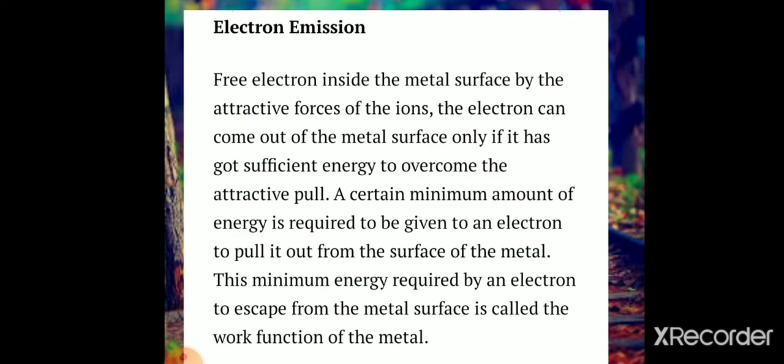Coming to electron emission, we have already seen that free electrons inside the metal surface are held together by attractive forces of the ions, and the electron comes out of the metal surface only if it has sufficient energy to overcome this attractive pull. So, a minimum amount of energy is required for an electron to come out of the metal surface, and this minimum energy required by the electron to escape from the metal surface is called the work function of the metal. The work function is denoted by the symbol phi.